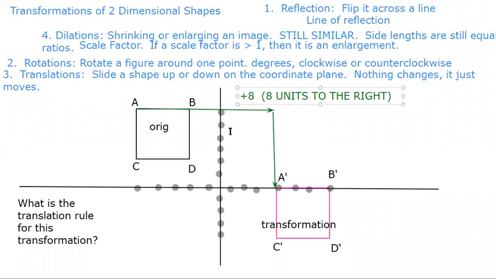And then how far down did it go? 1, 2, 3, 4, 5, 6. So it was a negative 6. And you would say 6 units down. So on these translations, you're going to be told the rule and asked to graph the new shape, or you will get the two shapes in a picture, and you will be asked to come up with the rule. Okay? All right. The last one that we're going to cover is a dilation.